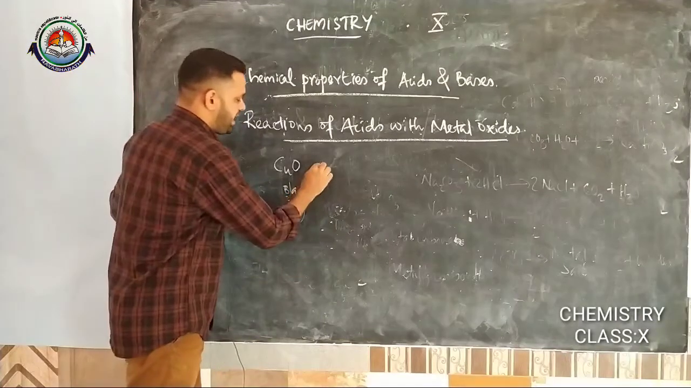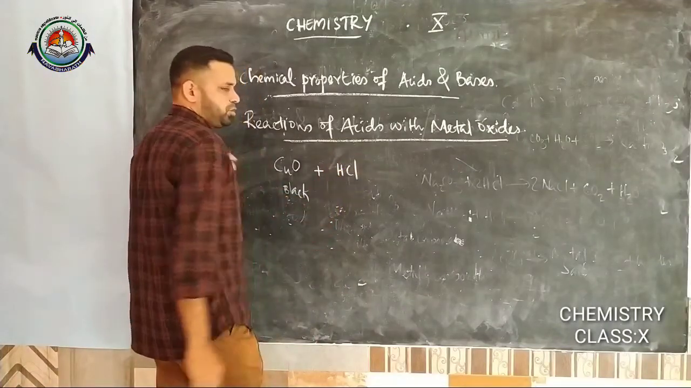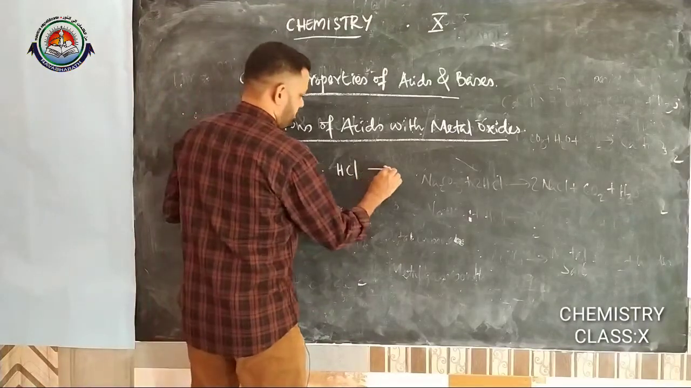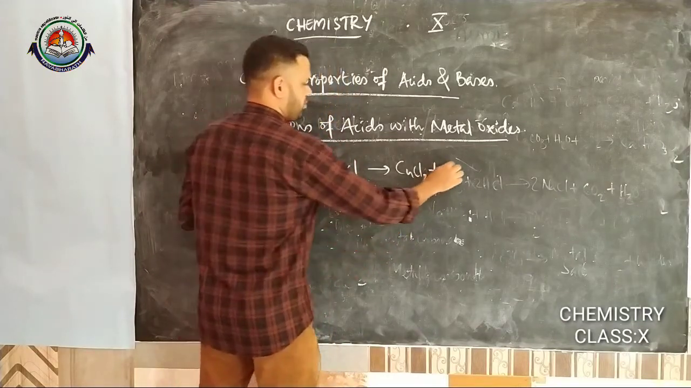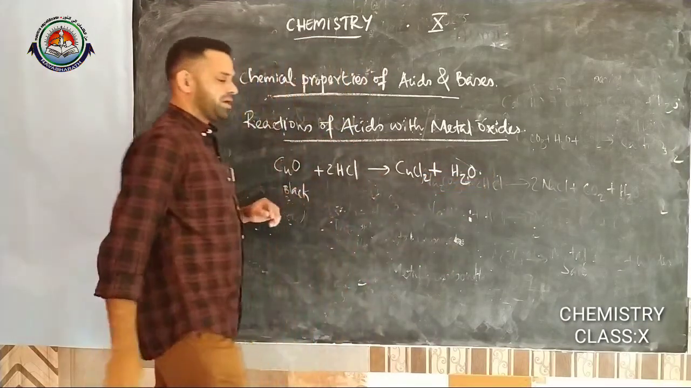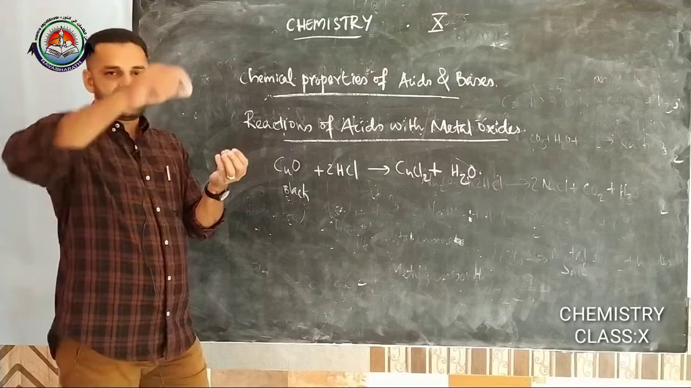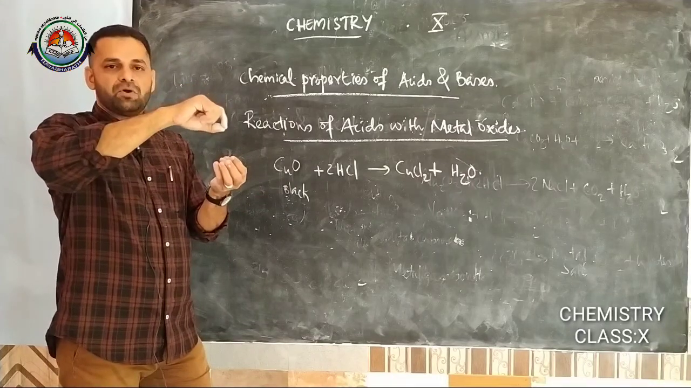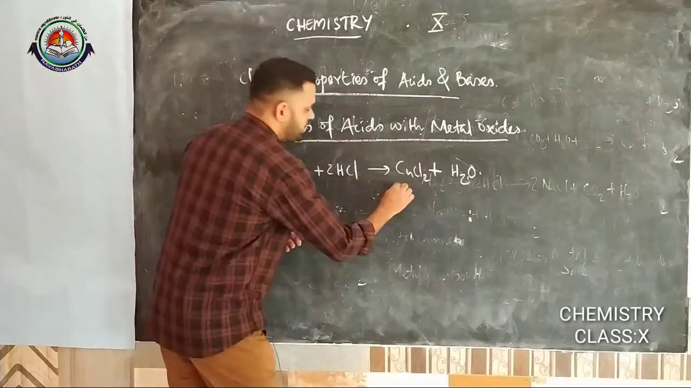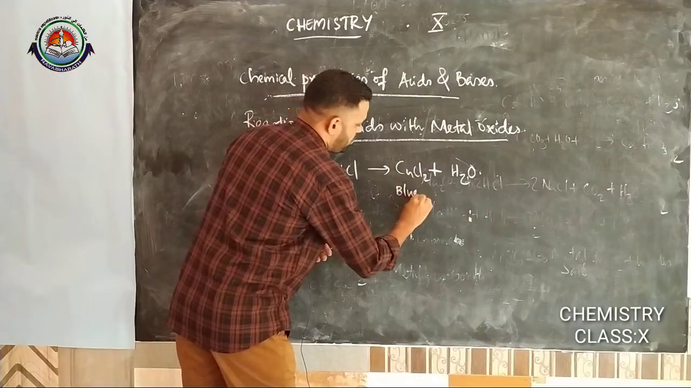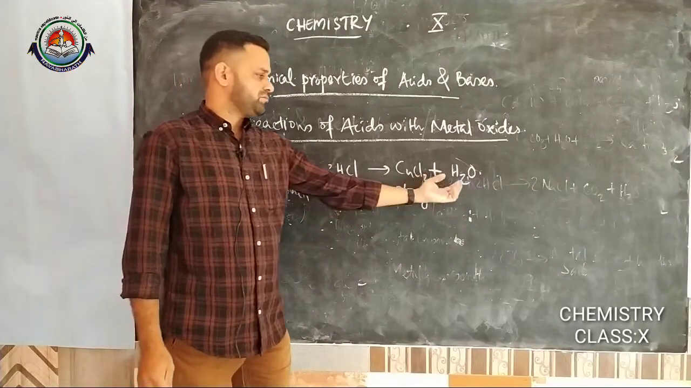When copper oxide reacts with hydrochloric acid, it forms copper chloride plus what? Water. Copper chloride and water. That is, when we take some amount of copper oxide in a test tube and add a small amount of dilute hydrochloric acid, you can see that the black color changes into blue green color. Blue green color, along with that it forms water.